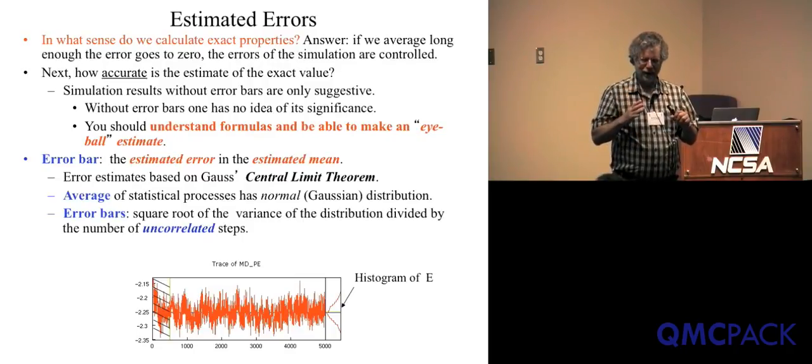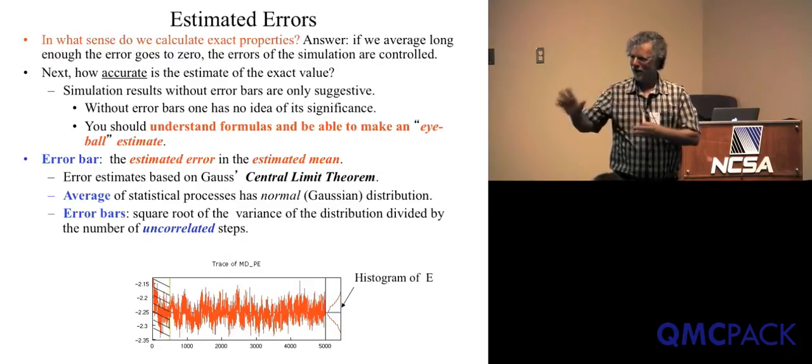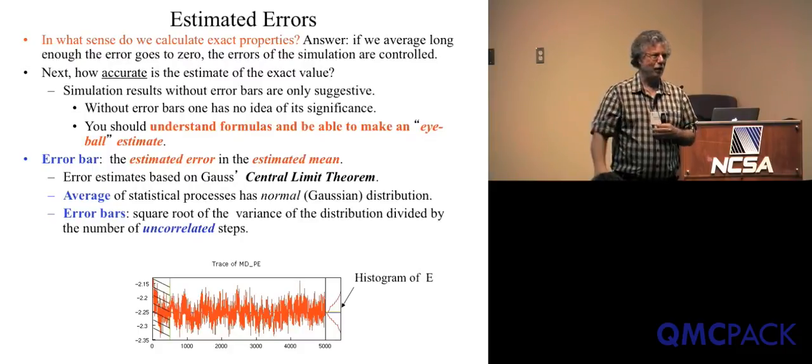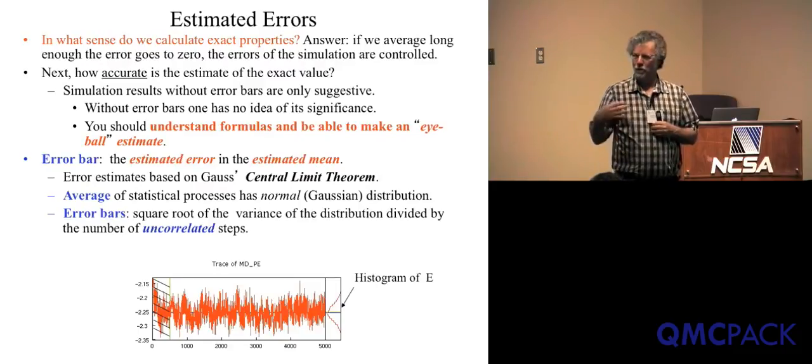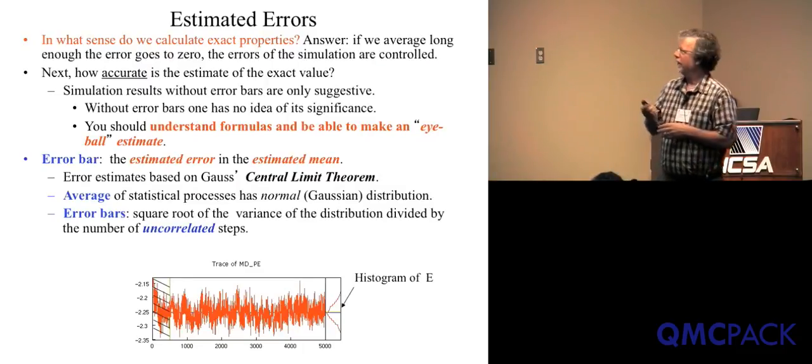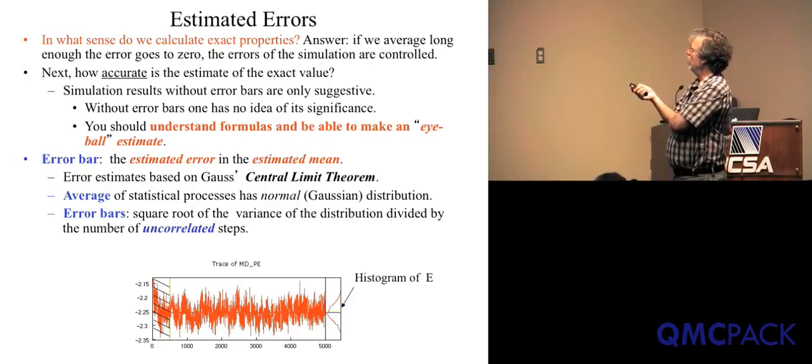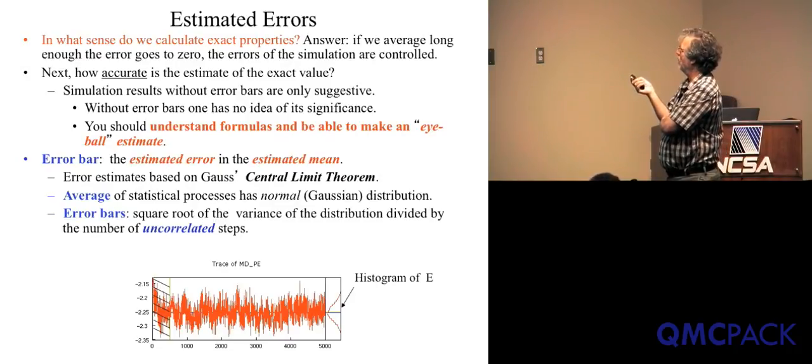Essentially, now that we have parallel computers, we can imagine we repeat the calculation on 1,000 processors, and we get 1,000 results, and they should be uncorrelated, and you use the standard formulas from statistics to figure out what is the distribution. What is one standard deviation? That's what I mean. They're determined within the calculation itself. Okay. You should be able to understand the formulas and make an eyeball estimate.